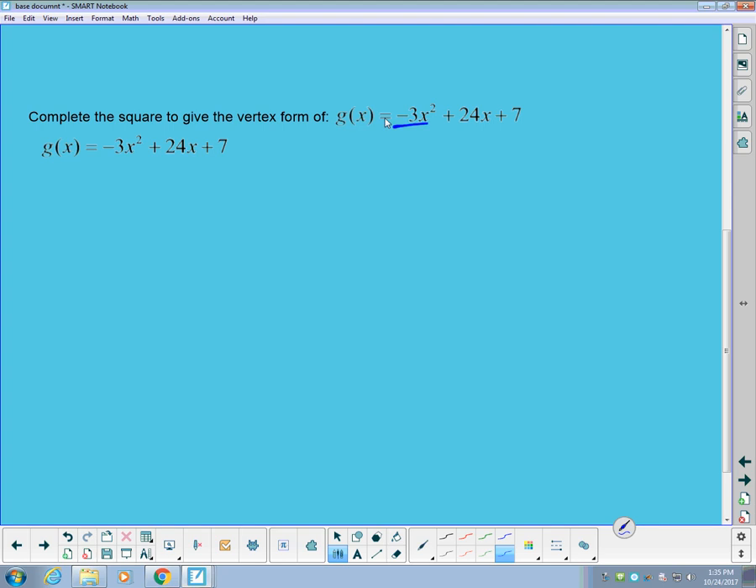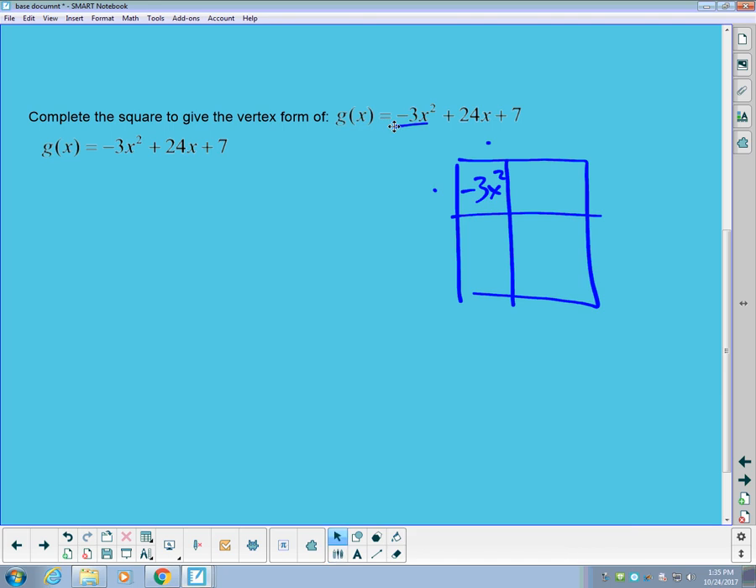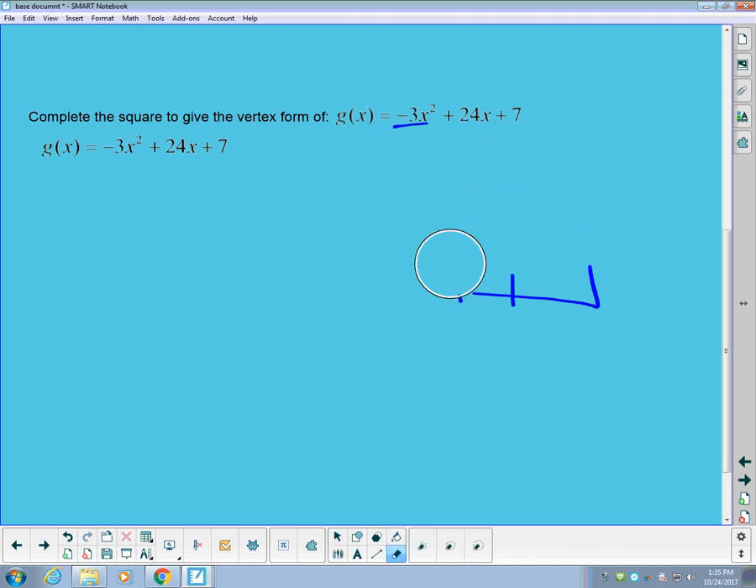But now with this negative 3x squared out in front, if I tried to make that square and say this was going to be a negative 3x squared, then figuring out what was going to be on these sides, what do I multiply by itself to get negative 3x squared? Well, the x and the x are fine, but multiplying things together to get negative 3, that doesn't work very well. Okay. So I need to make a modification first.